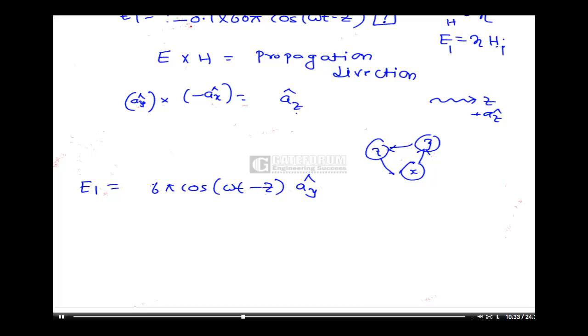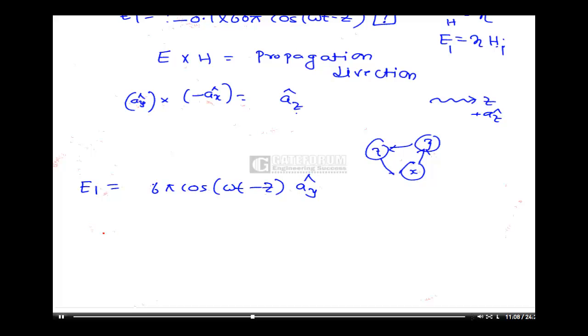Suppose if you already taken for this amplitude minus 60 pi into, now consider only ax, ay cross ax. Now we have to consider minus ay to get az. Then minus minus consider, same thing results, whatever it may be. That's why in general, please consider this minus for propagation direction, so that you can easily get. Otherwise, if you have any confusion, directly take it for magnitude. You can proceed like that also. You will get the same result in any case. So E1 is equal to 60 pi cos omega t minus z ay cap.